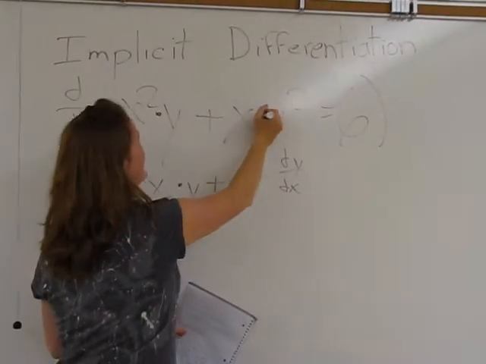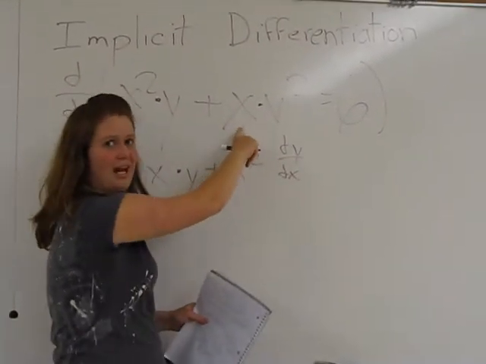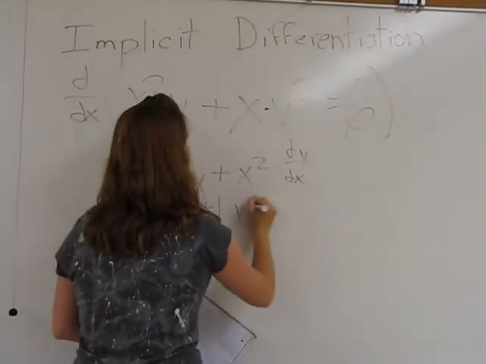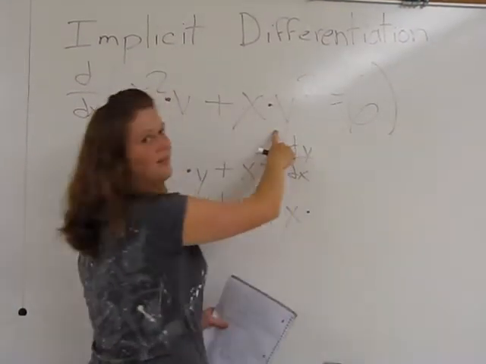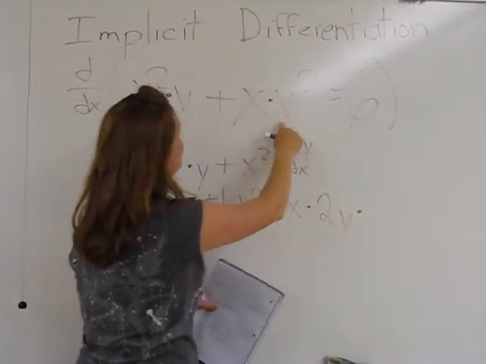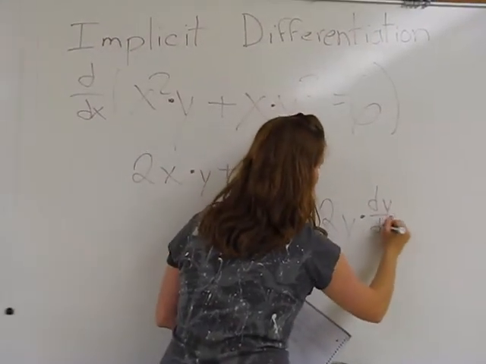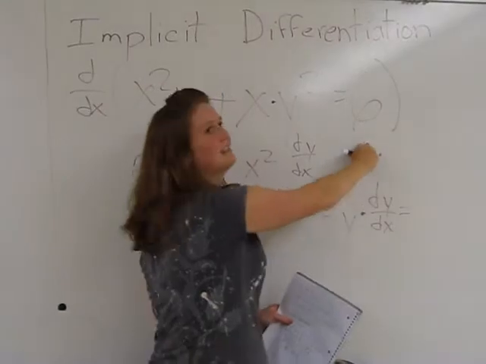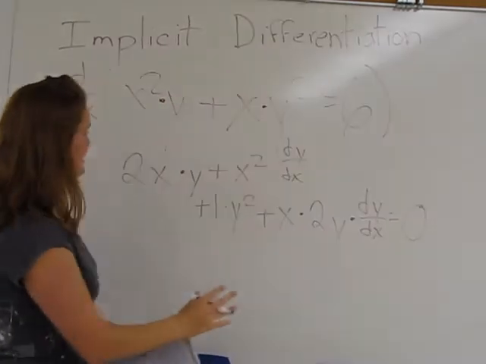Next, we differentiate x times y squared. Therefore, we get the derivative of x, which is 1, times y squared, plus x times the derivative of y squared, which is 2y times y differentiated with respect to x. So again, we have dy/dx. And this entire equation is equal to the derivative of 6. The derivative of a constant is 0. Now, the rest of this is simple algebra.